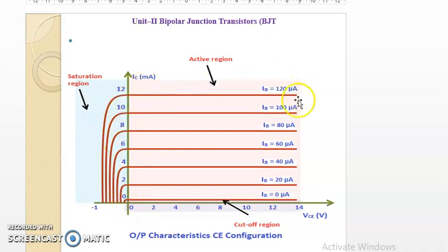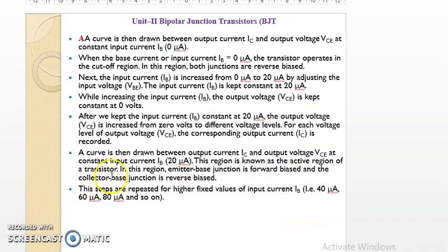You see, if base current is raised to 120 microampere, then collector current is also going to increase. Yes or no? Now let's see. Now you have observed this graph. Now we discuss this graph in detail.